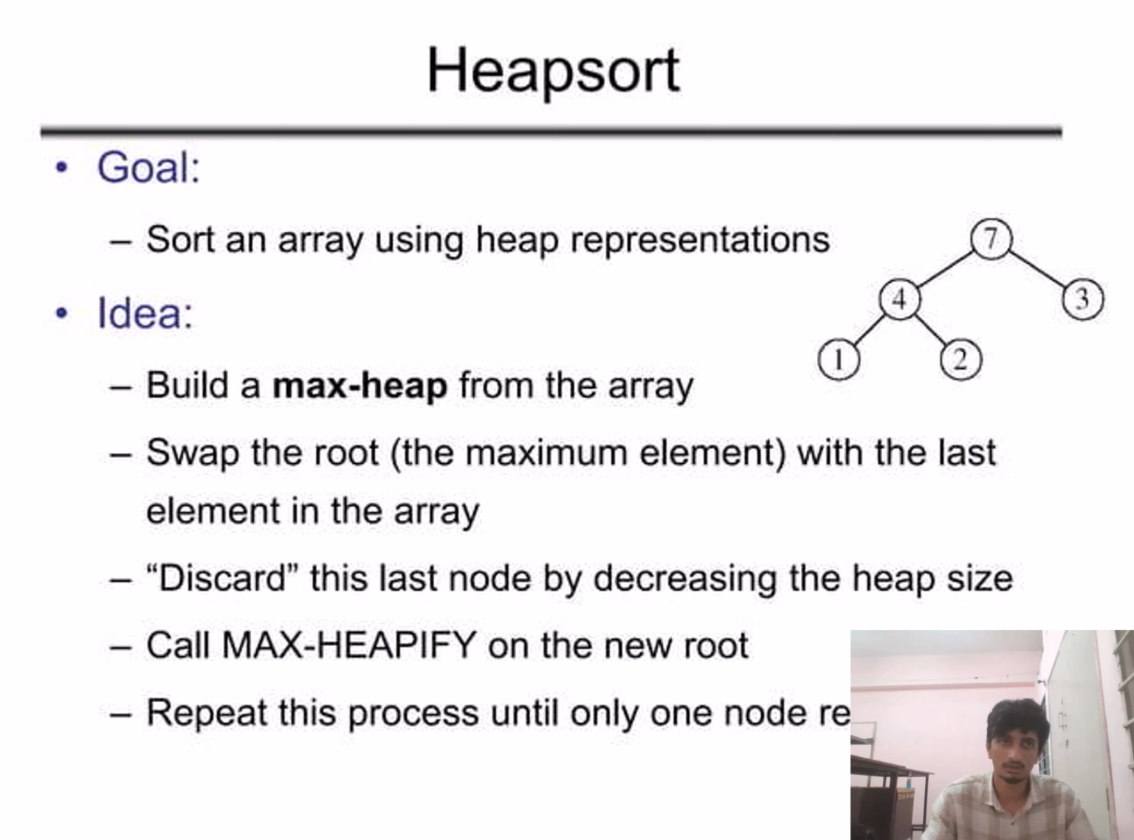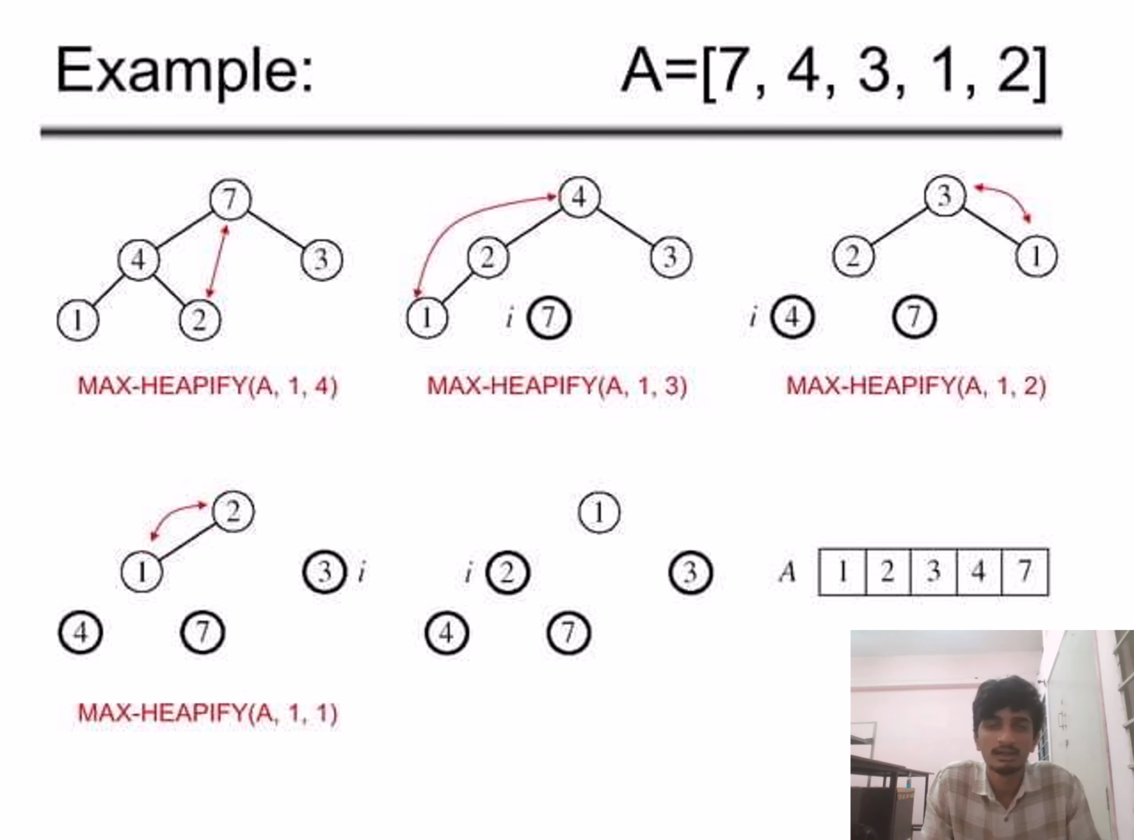Until you get the heap order which is in decreasing order. For example, the array A is given as 7, 4, 3, 1, 2. Here, the binary tree is sorted 7, 4, 3, 1, 2, and the heap sort begins when 2 is given in the place of 7, and check if it's in maximum heap or not.